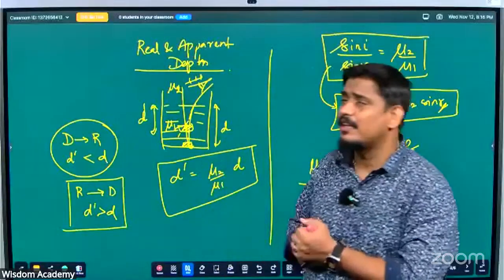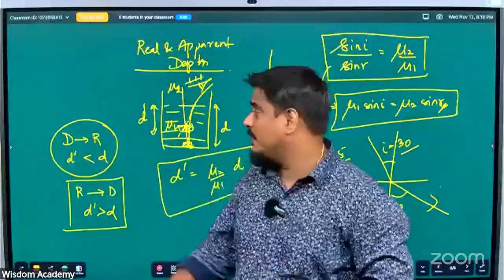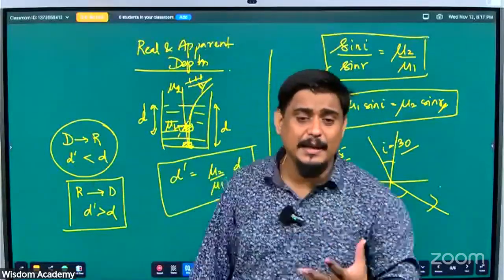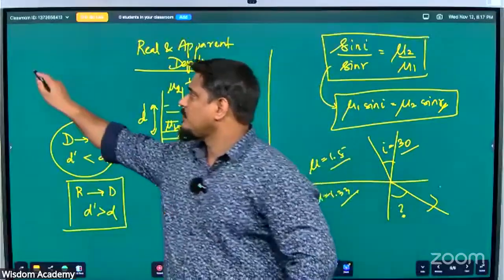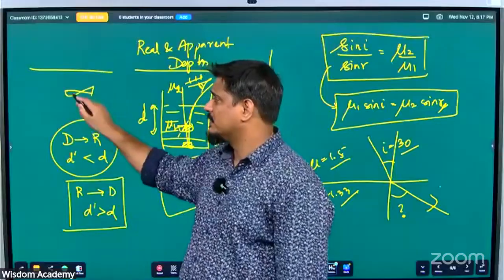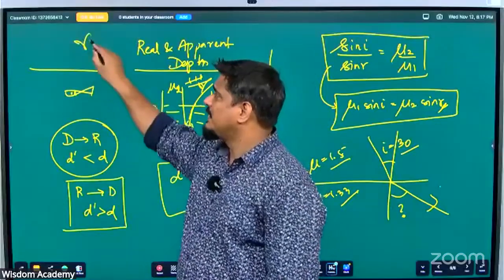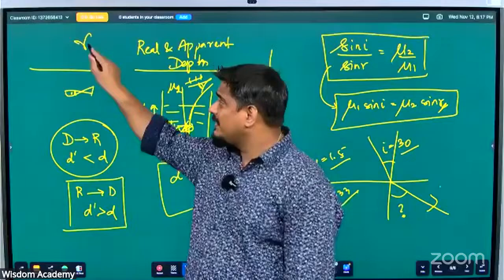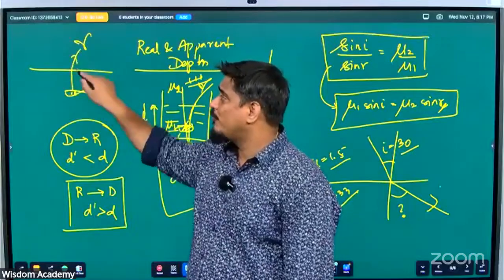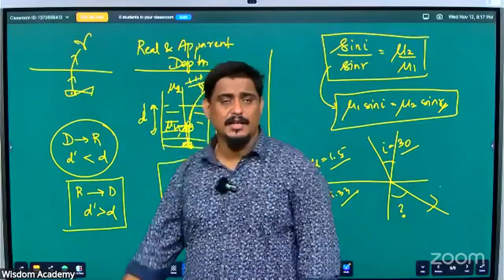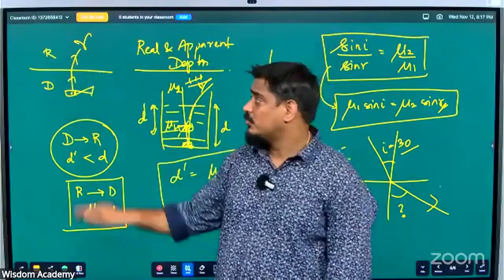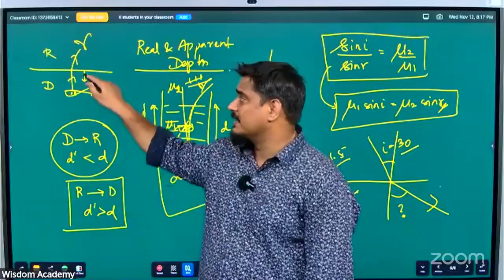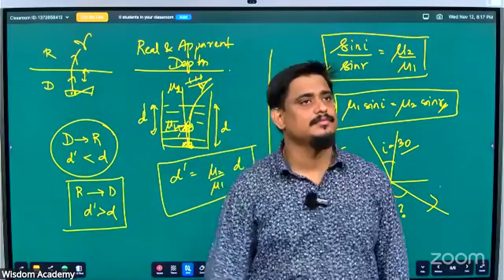I'll repeat, Rohit. I said that whenever the light is traveling from a denser medium to a rarer medium, the apparent depth will be lesser than the real depth. For example, if you are having a fish in the water, like this, and a bird is seeing from the top. If the bird is seeing the fish, light is going from the fish to the bird, so it is going from a denser medium to a rarer medium. So the apparent depth will be lesser here. The fish will appear a little above.